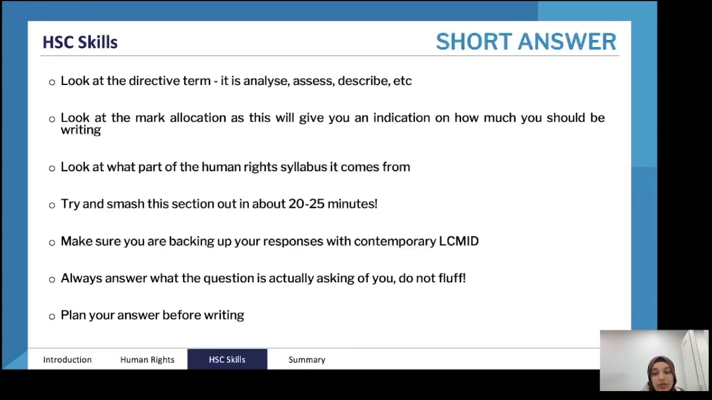And also if you are interested, you feel like you need a little bit of assistance with that, the Legal Studies Study Guide also is a great way for you to be able to get all of those LCMID in there as well.